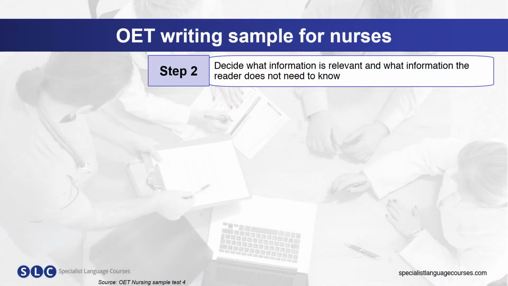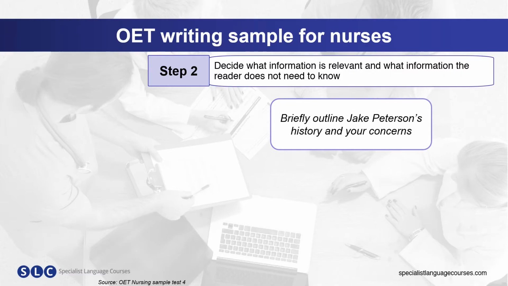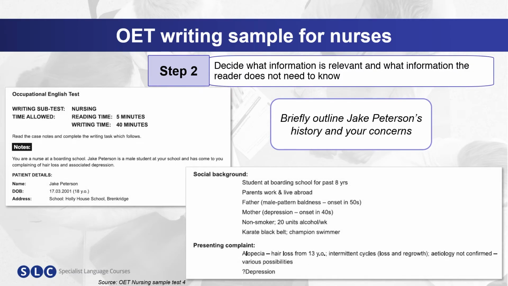Understanding the reason for writing is so important because it will help you select the relevant information for your reader. So let's take a look at that now. Step 2. We know we have to briefly outline Jake Peterson's history and our concerns. So let's look at the case notes more closely. Read through these notes and decide what information is relevant and what information the reader does not need to know.